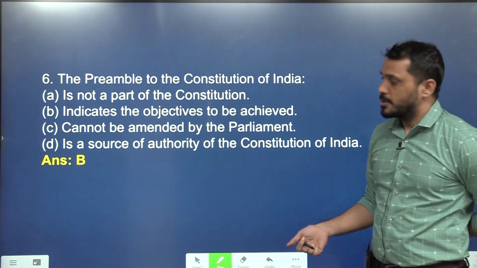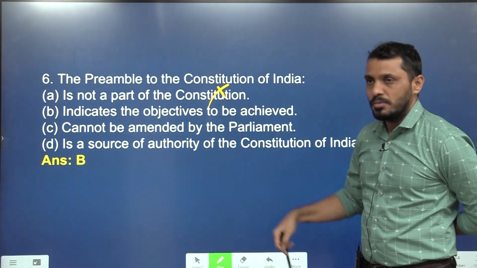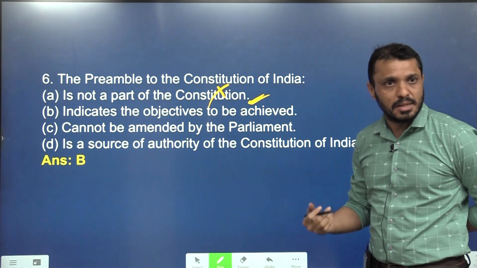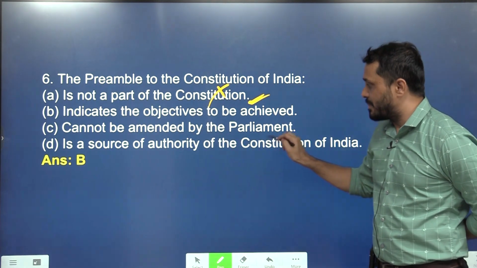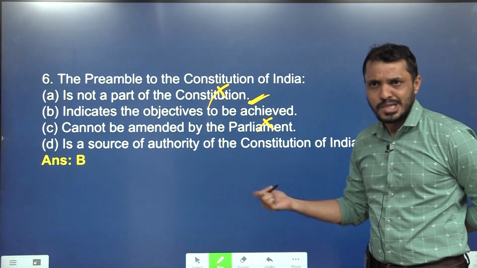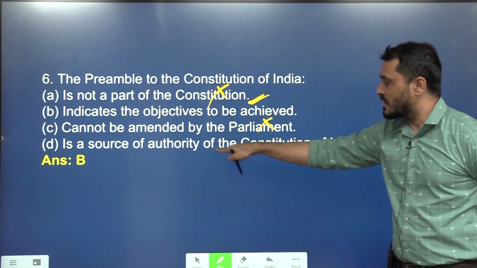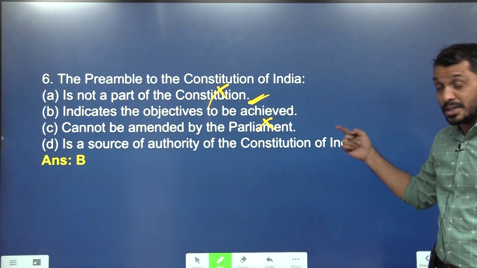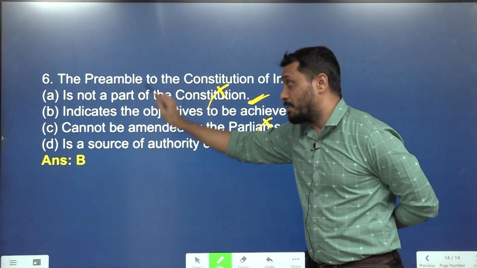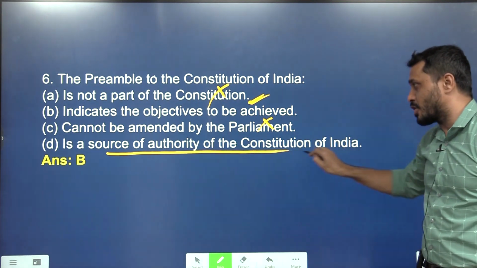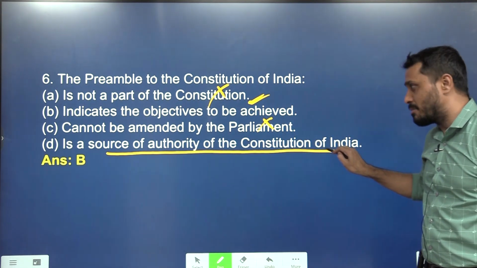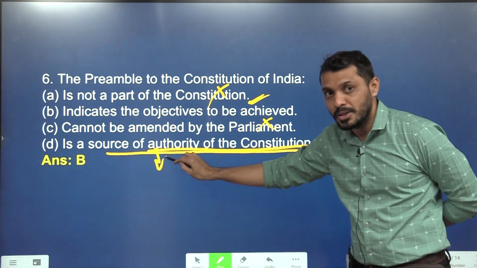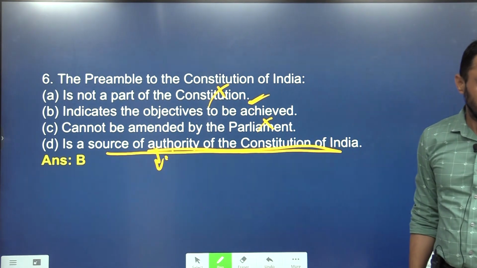The preamble to the Constitution is not part of the Constitution? No. It indicates objectives to be achieved. Just now I told you, the objectives are justice, liberty, equality, fraternity. Cannot be amended? No, Parliament already amended it once, the 42nd Amendment. It is a source of authority of the Constitution of India. You have to think carefully about this statement. It is saying the preamble is the source of authority of the Constitution of India. No, the preamble is not the source. Who is the source of the Constitution of India? The people. That is what you have to remember.